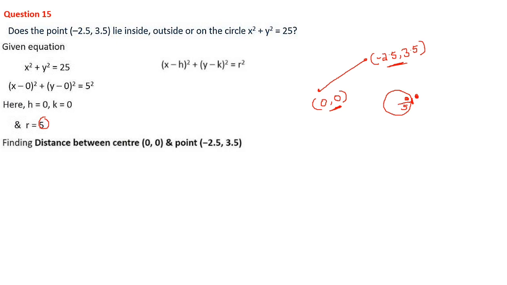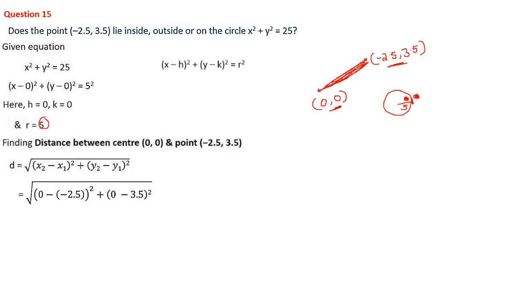We will find the distance between these 2 points, and after that we will analyze. If the distance is 5 units, then it will be on the circle. If it is less than 5, it will be inside the circle. If it is greater than 5, it will be outside the circle. That is the plan. So d is equal to the square root of (x2 minus x1) the whole squared plus (y2 minus y1) the whole squared. These are the points (0, 0) and (-2.5, 3.5).